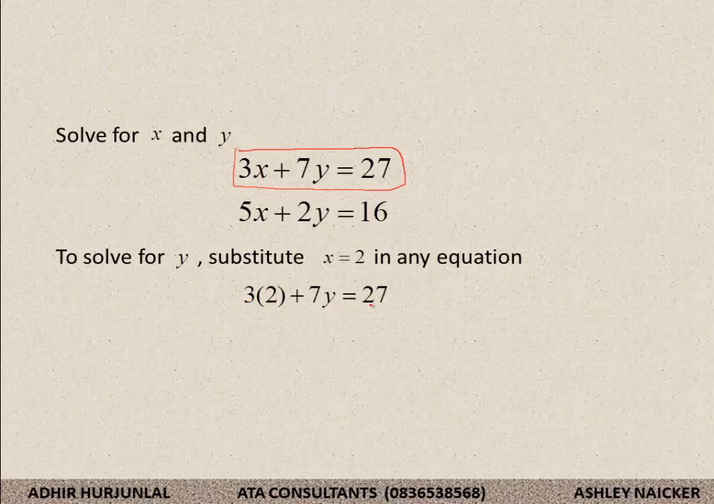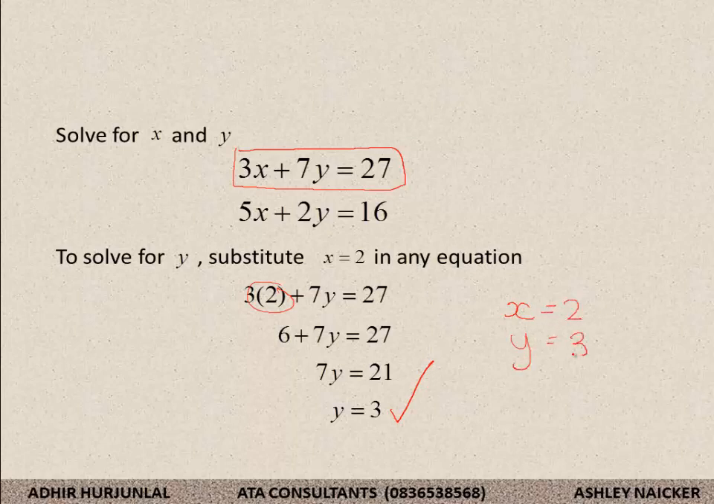3 times 2 plus 7y is equal to 27. That's 6 plus 7y is equal to 27. Move the 6 across. 7y is equal to 21, and divide by 7, you get an answer y is equal to 3. And now guys, by doing that simple method, I have solved for x, which was equal to 2, and I've solved for y, which is equal to 3.